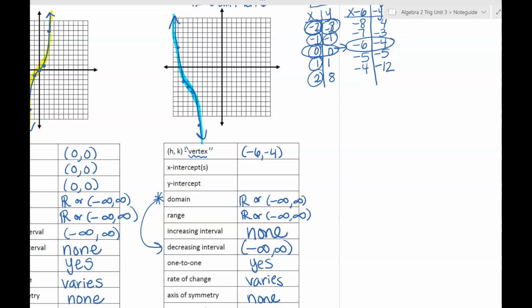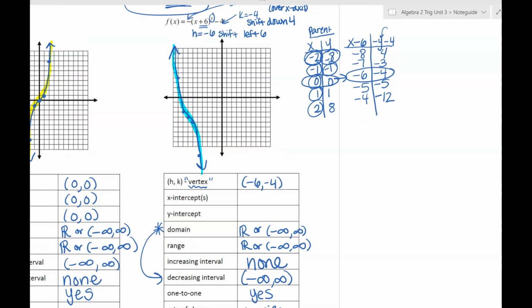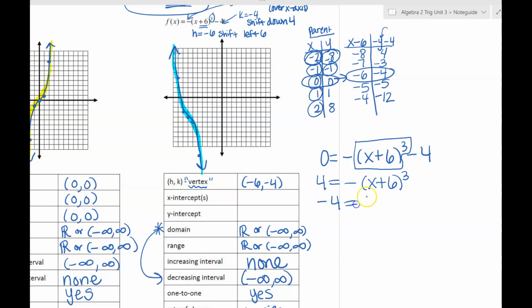For the x and y intercepts, we're going to have to solve for those, and it's going to be a little more complicated than it has been in the past. For the x intercepts, we want to plug 0 in for y. And we want to solve. So solving is going to be getting the cubed portion alone, just like we did with the quadratic. So we'll add 4 and then divide by -1. So this will say -4 equals x plus 6 cubed.